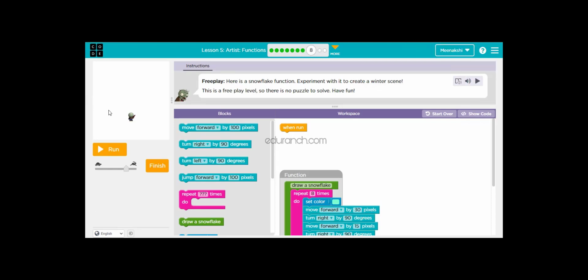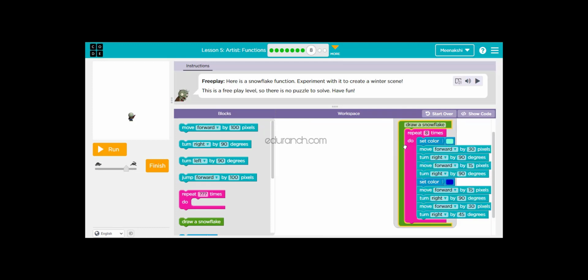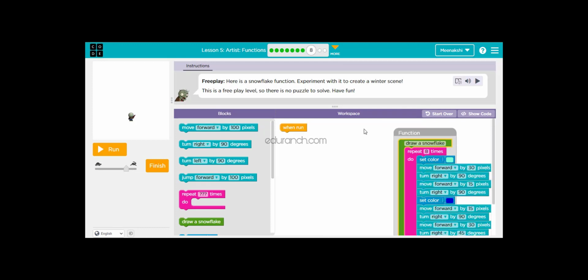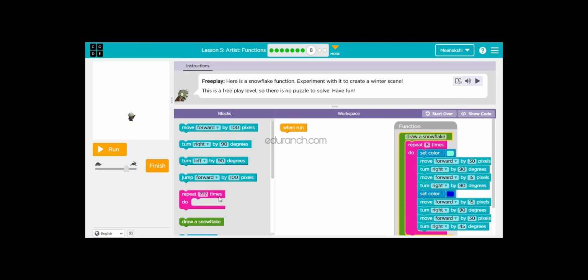This puzzle is free play. Even then, they have given us a function of draw a snowflake. So we can always draw other things with the snowflake. For now, I'll just draw maybe a lot of snowflakes at the same place. And I'm going to jump forward by 5 pixels and repeat that for 100 times. Okay, I'm going to increase the speed.